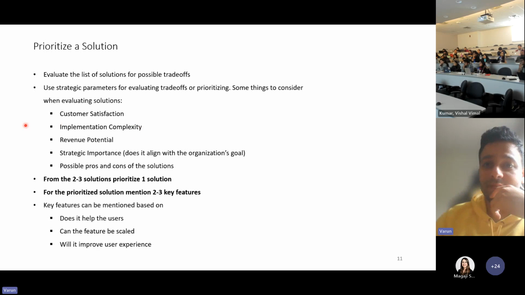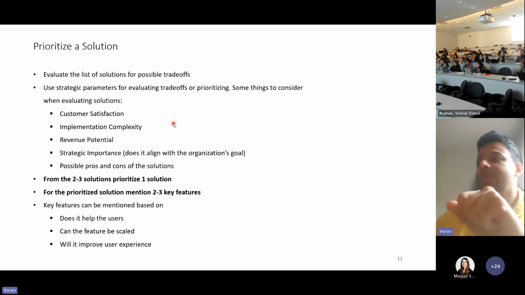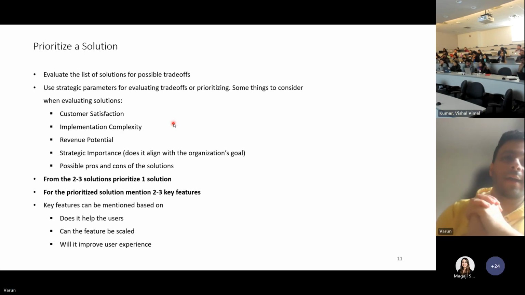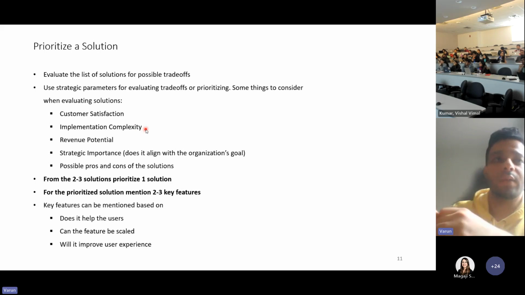Again, there are multiple techniques to do this. One of the most popular is RICE: reach, impact, confidence, and effort. There are other techniques for feature or solution prioritization, like WSJF, which is weighted shortest job first. So instead of evaluating across one dimension and asking which takes precedence, it is important to evaluate across all dimensions and get the total score. Whichever has the higher score goes out first.